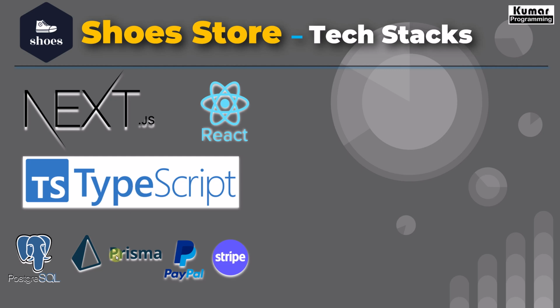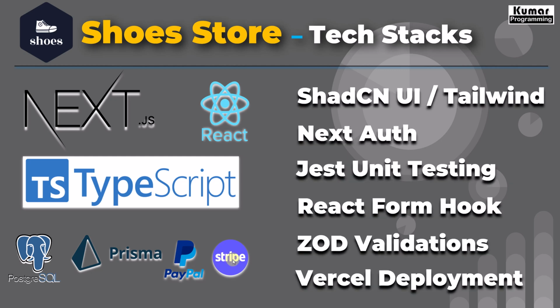And also we are going to use the Prisma ORM tool for interacting with our PostgreSQL database. And for the payment, we are using PayPal and Stripe. And also we are going to use the ShadCN UI component library along with Tailwind CSS. And for the authentication, we are using NextAuth. And for testing, we are going to use the Jest framework for unit testing. And also for our forms, we are going to use React Hook Form, right? And in order to have validation on forms, we are going to use Zod validations. And eventually we are going to deploy our project on Vercel.